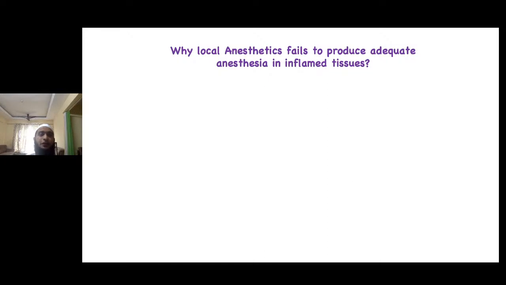Now let's see the reason why local anesthetics fail to produce adequate anesthesia, especially in the case of inflamed tissue. If there is inflammation, why do local anesthetics fail to produce adequate anesthesia? Let's see the reason. So the first reason is, inflammation lowers the pH of the tissue. Lower pH means acidic pH.